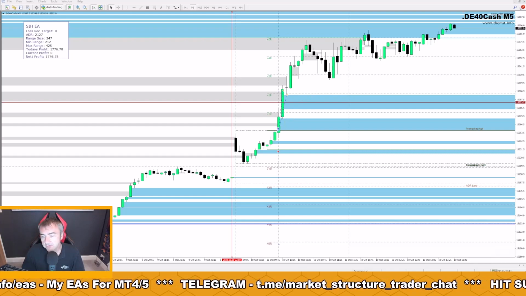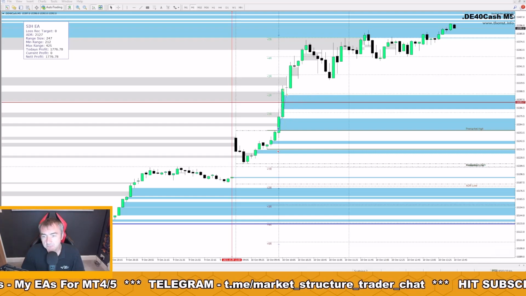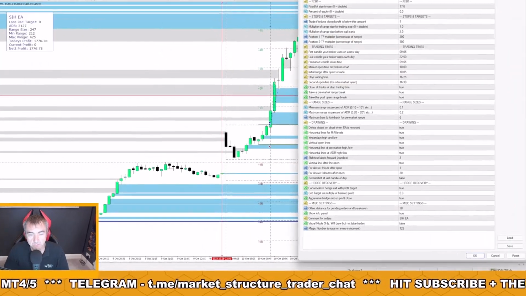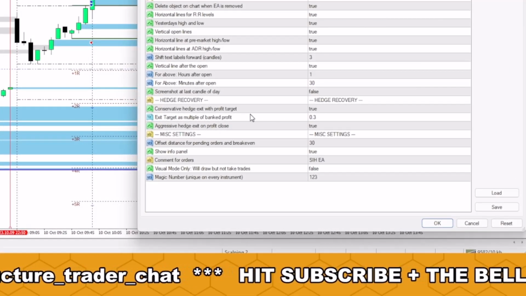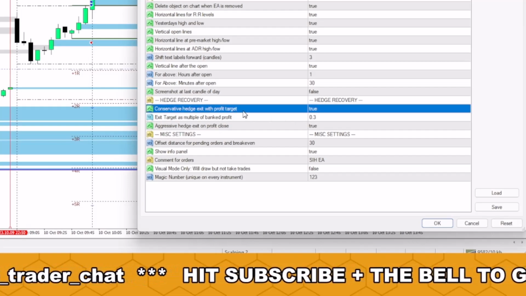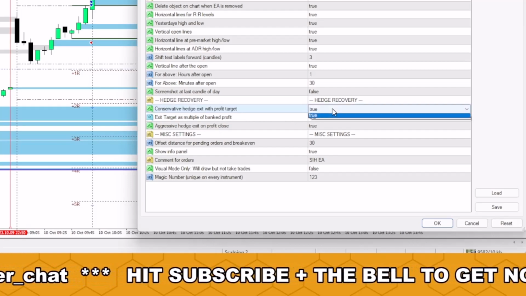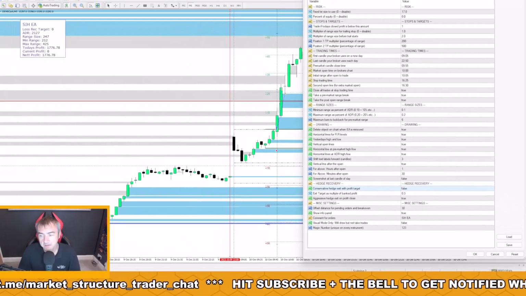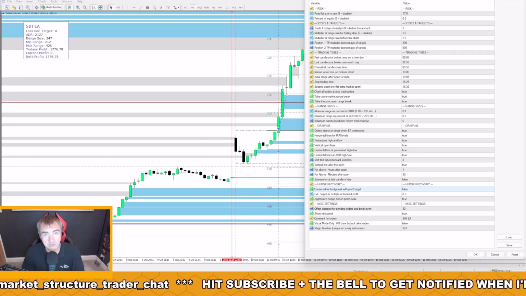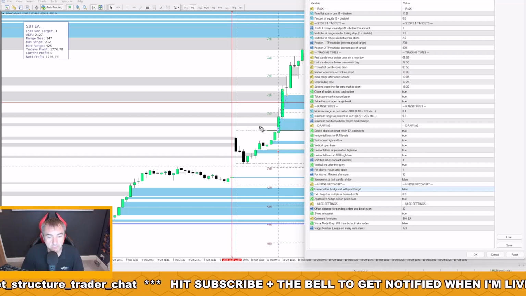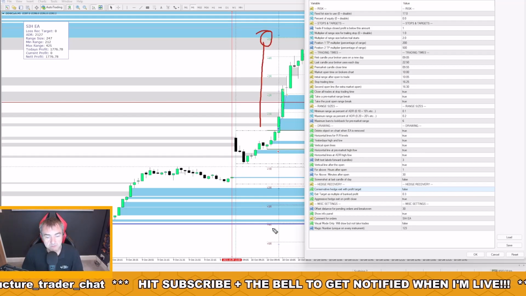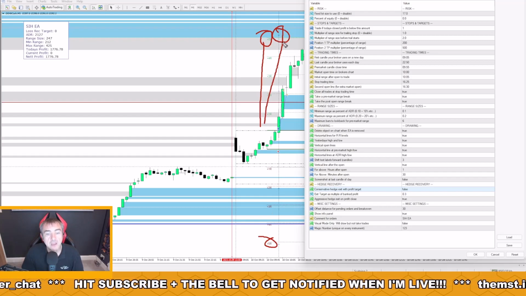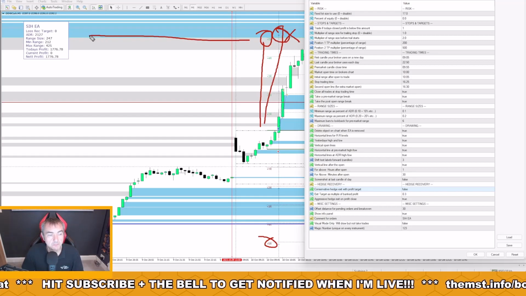So what's built into the EA are a number of different exit strategies. The first one we're going to look at is the conservative hedge exit with a profit target. If you set this to false, the first scenario I said could play out will happen. You will have your TPs adjusted to TP2, which in this case would be 5R. And if price hits those, it will close those out, put those in the bank.